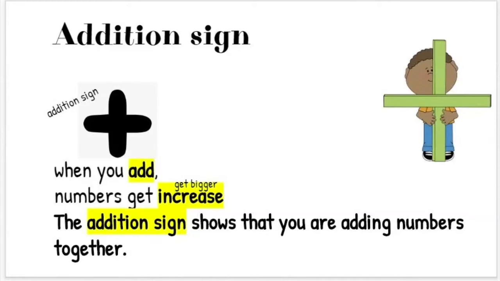In our very first math lesson, we looked at this math symbol, the addition sign. Math symbols are really important for mathematicians to know, to recognize when they see them, and to be able to use them themselves. When you add, you use this addition symbol. Numbers get bigger when you add, they increase. The addition sign shows that you are adding numbers together.